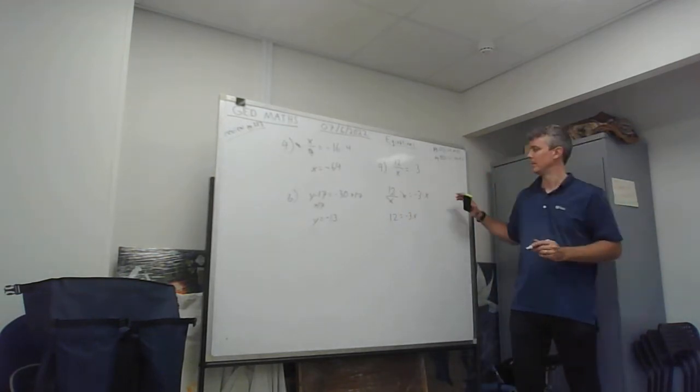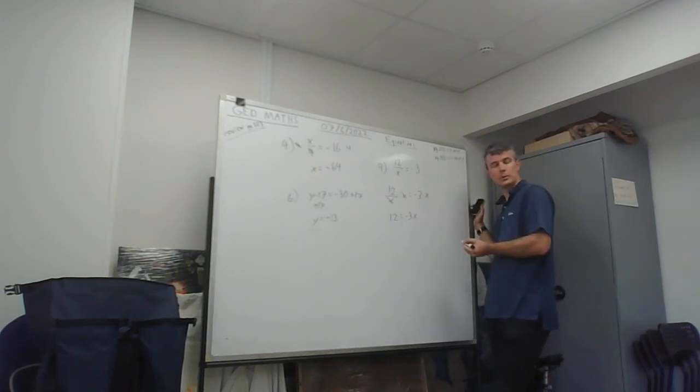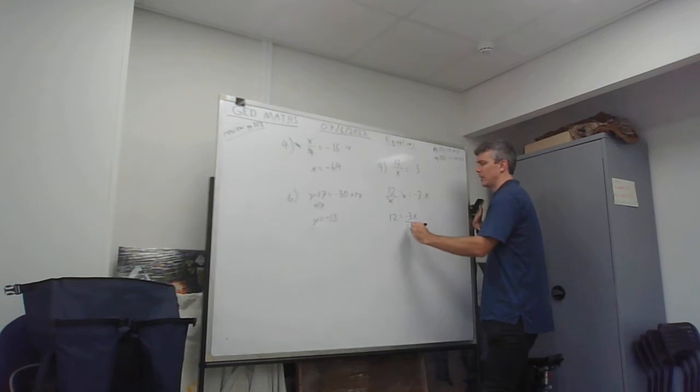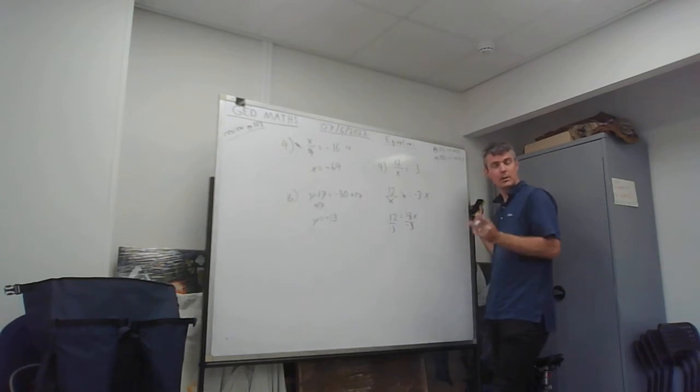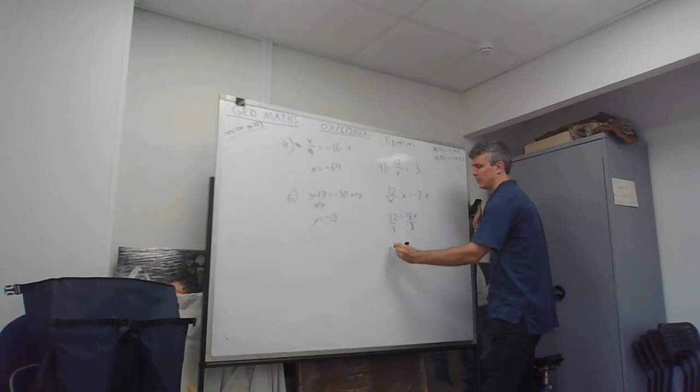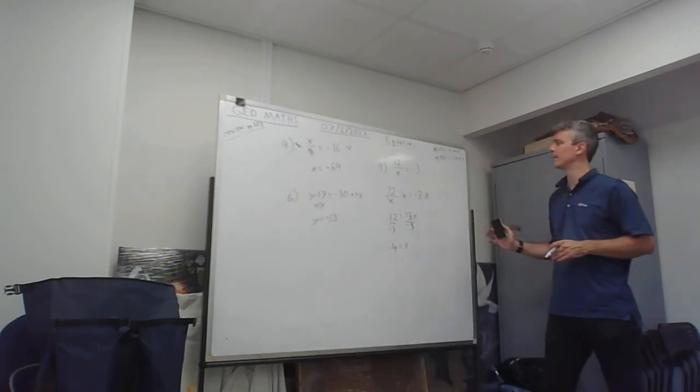Now we have to get rid of this minus 3. What do we do? We divide. So divide by minus 3, divide by minus 3. They cancel. And 12 divided by minus 3 is minus 4, because there's one negative, so it becomes a minus. That means minus 4 equals x, or x equals minus 4.